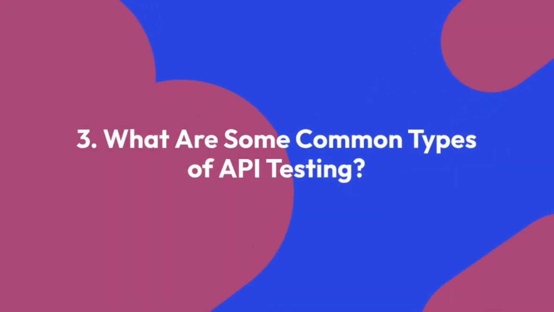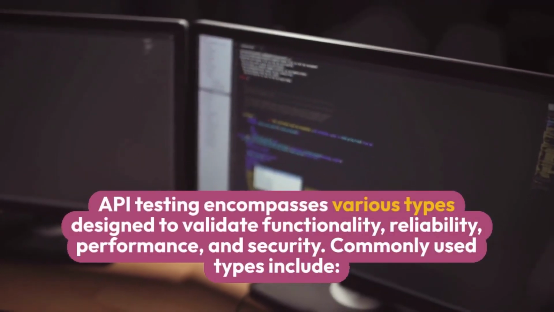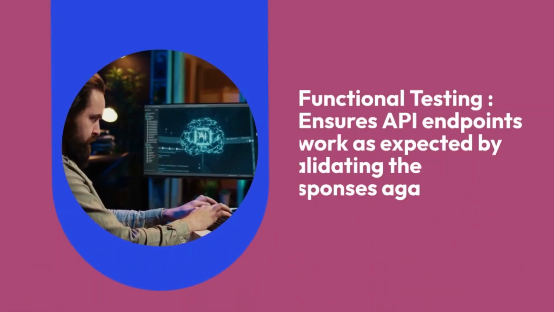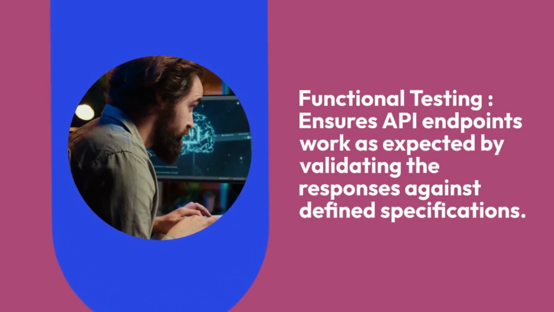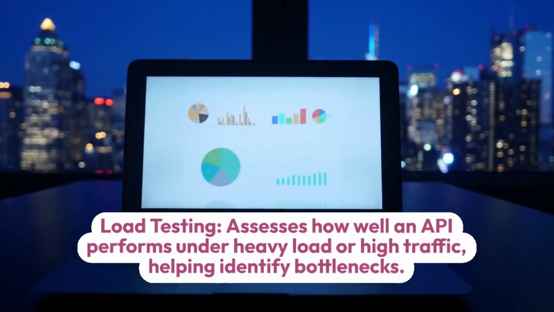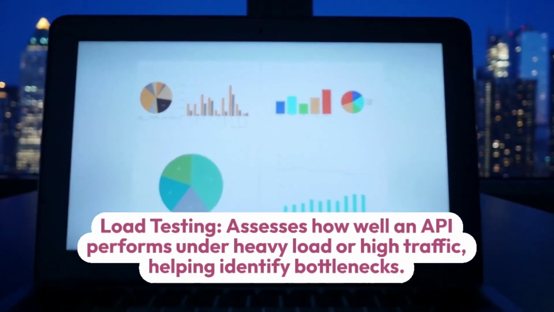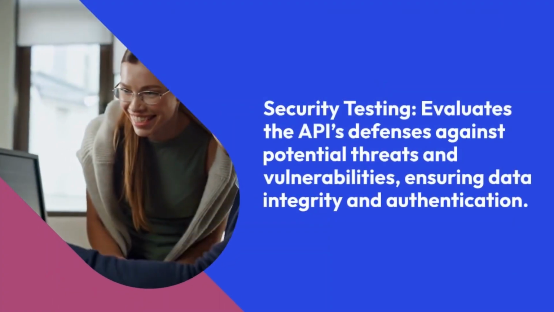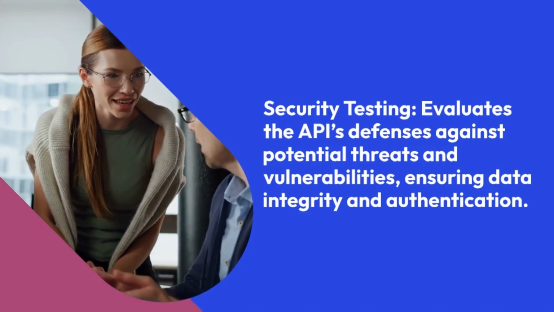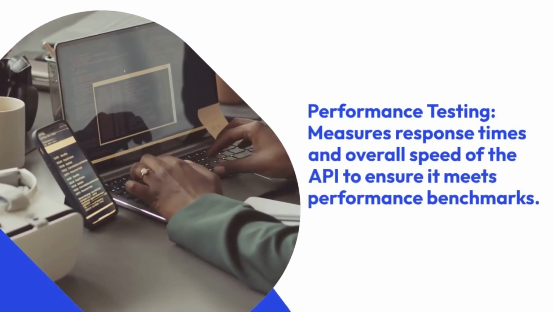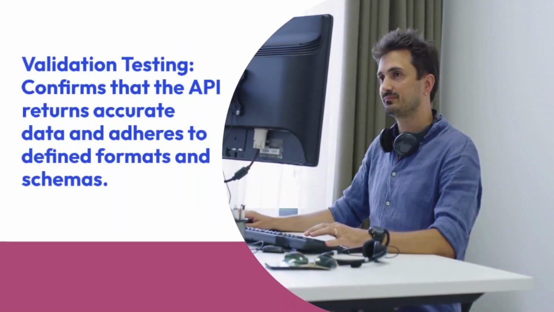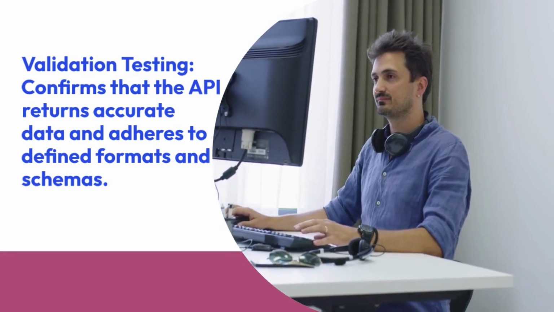3. What are some common types of API testing? API testing encompasses various types designed to validate functionality, reliability, performance, and security. Commonly used types include functional testing, which ensures API endpoints work as expected by validating the responses against defined specifications. Load testing assesses how well an API performs under heavy load or high traffic, helping identify bottlenecks. Security testing evaluates the API's defenses against potential threats and vulnerabilities, ensuring data integrity and authentication. Performance testing measures response times and overall speed of the API to ensure it meets performance benchmarks. Validation testing confirms that the API returns accurate data and adheres to defined formats and schemas.